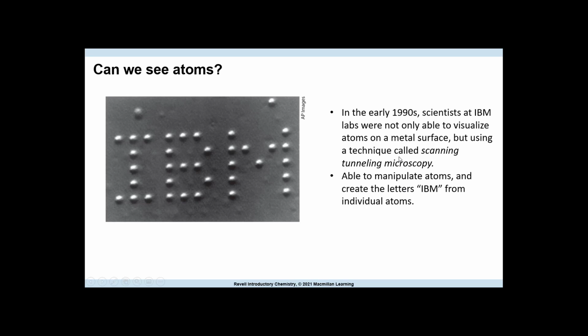So in the early 90s, scientists at IBM Labs were able to visualize atoms. I know I wasn't really impressed with this, but honestly, this is a very big deal because to this day, it's not easy. If you do a Google search, they'll show you different atoms that you can see, but this is impressive because it took a long time and it is very difficult. And they were able to manipulate them to spell IBM, which is interesting. So they were able to move them around.